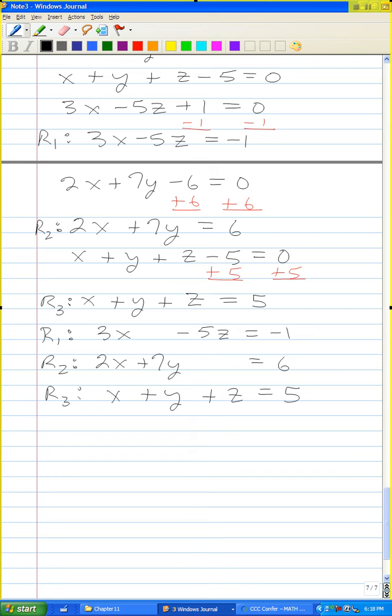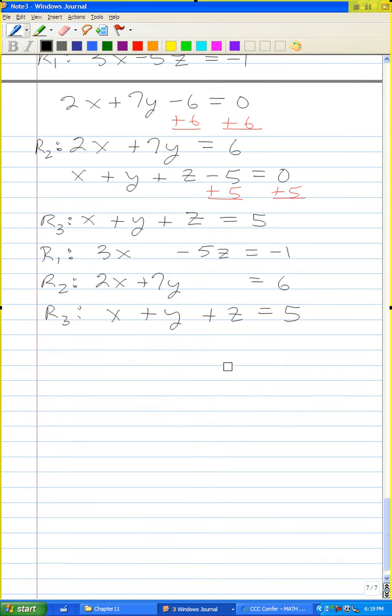Okay, so if I look at this, well, notice that for this first equation, y's been eliminated. For the second equation, z's been eliminated. So it'll be easier if I eliminate either y or z. Z seems to be easiest to eliminate. So let's eliminate z.